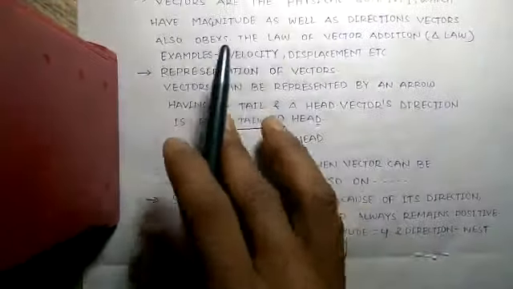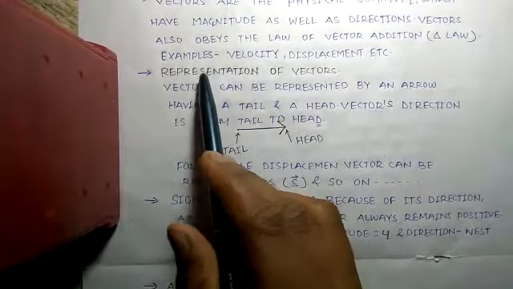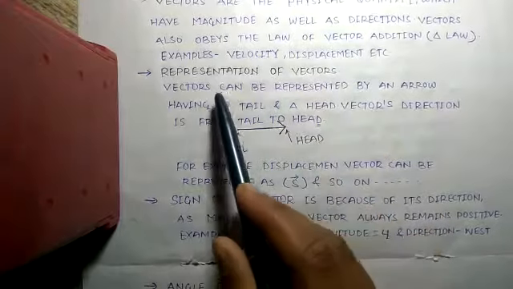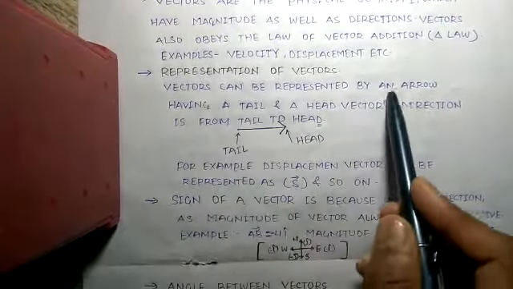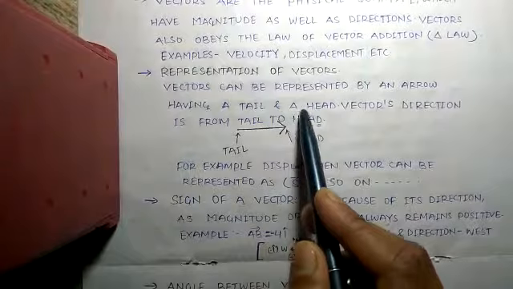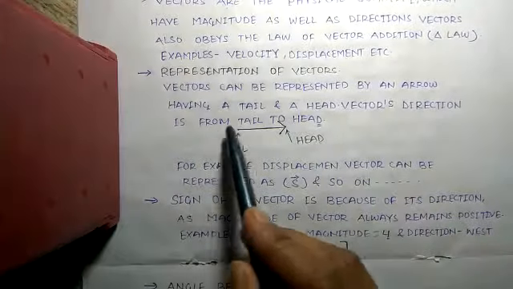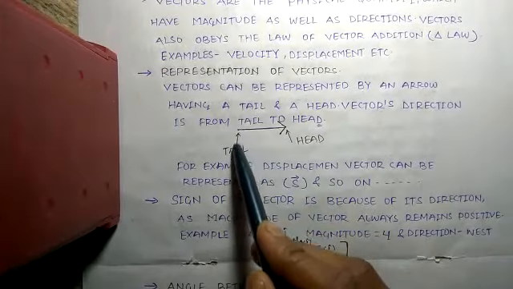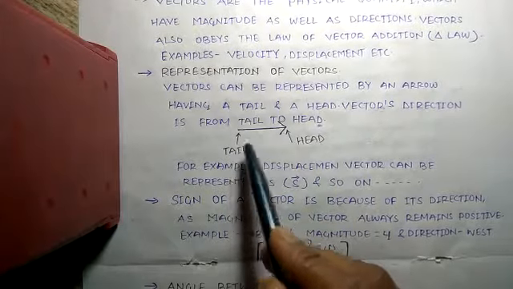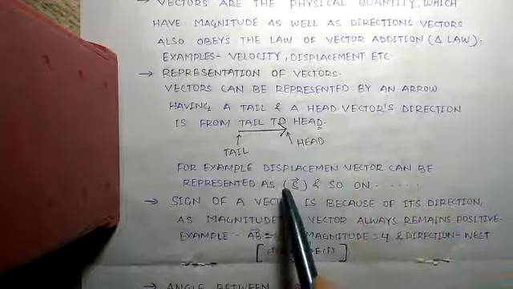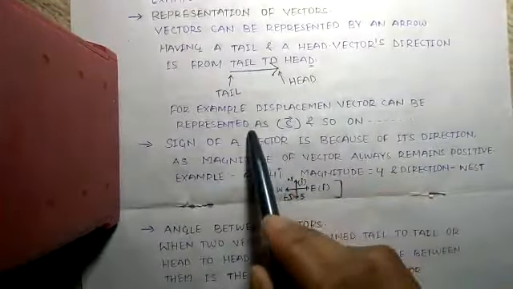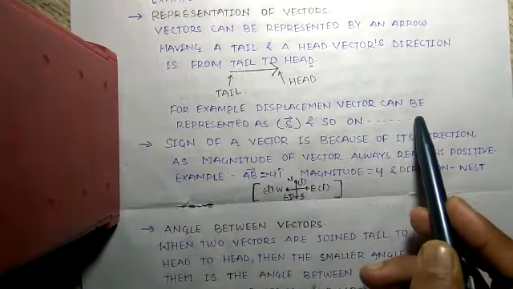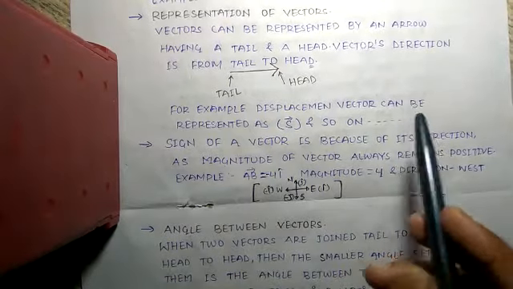Representation of vector. After the definition, we'll deal with the representation of vector: how we can represent any vector. A vector can be represented by an arrow having a tail and a head. The vector's direction is from tail to head. Here I have marked an arrow, and via one arrow I have marked the tail, and via another the head. For example, a displacement vector can be represented as S vector, and so on. Many vectors can be represented by symbols having an arrow above them.